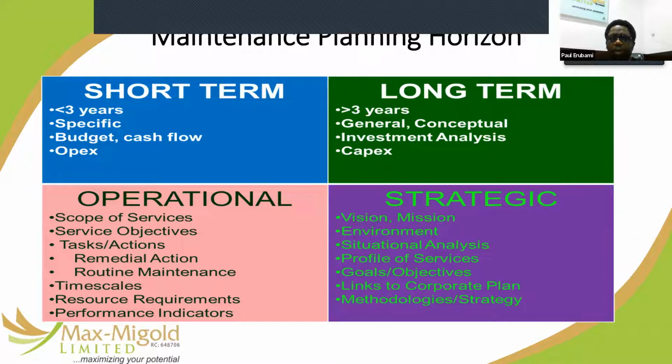Long-term maintenance is tied to capital expenditure, major investments in the assets. Things like the overhaul I mentioned, to give an asset a new lease of life, replacing major components or aspects of it. They are more long-term. They are longer than 3 years in terms of the impact and the planning horizon. And then they are strategic.